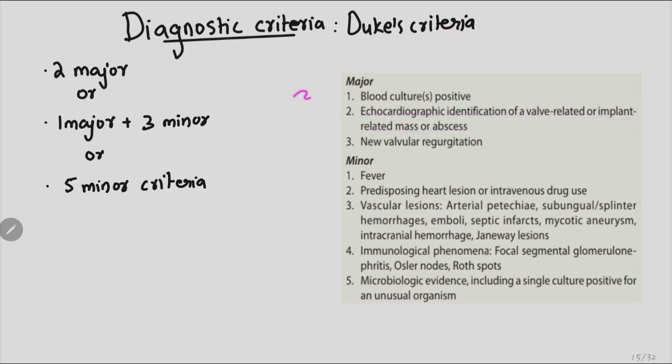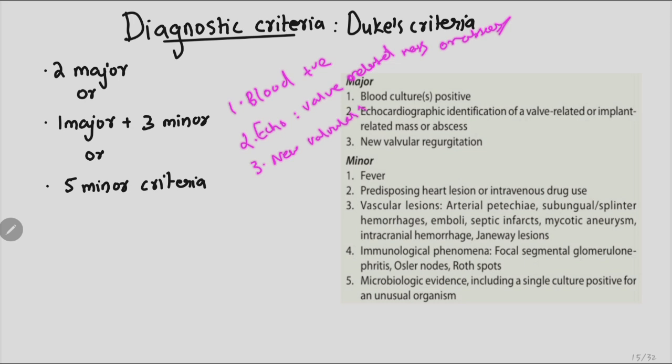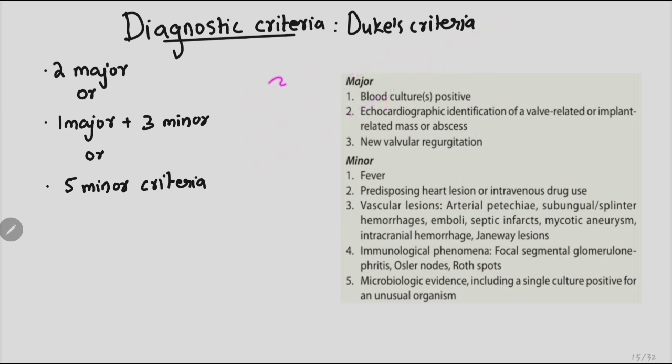Okay, so first, blood culture should be positive, that is the first major criterion. Then second, cardiac echo should show any valve or valve related mass, that is vegetations or any abscess. Then new valvular regurgitation. These are the major criteria. Out of these, if 2 are positive, that means we can say that it is infective endocarditis.